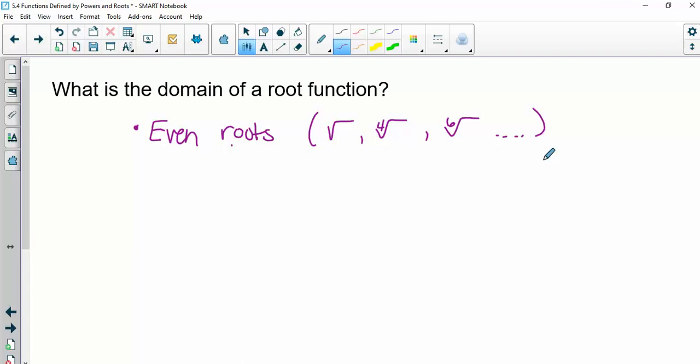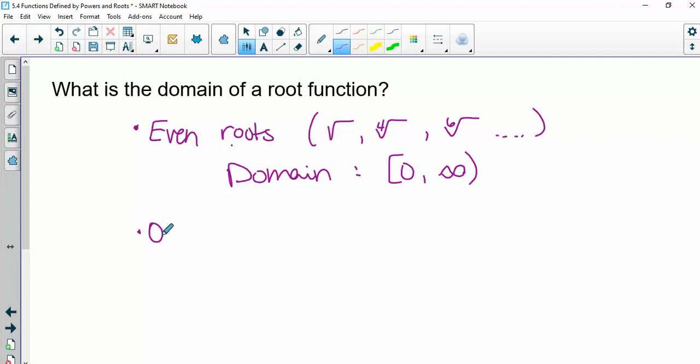So if I only wanted real numbers, what would have to be under my square root to avoid i's? It'd have to be positives if I just want to avoid i's, right? Could we do the square root of 0? Yep. It's saying what to the second power equals 0? 0. 0 squared is still 0. So for those even roots, the domain is 0 to infinity. It has to be a positive underneath.